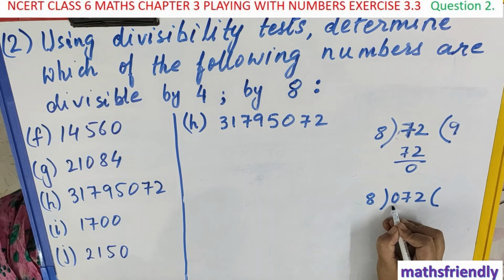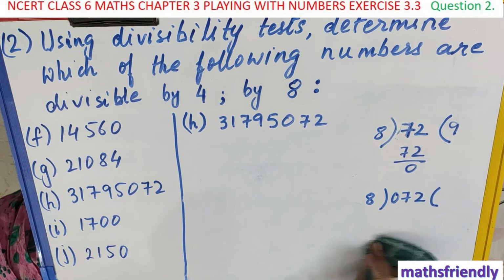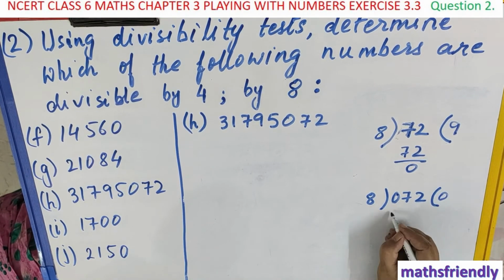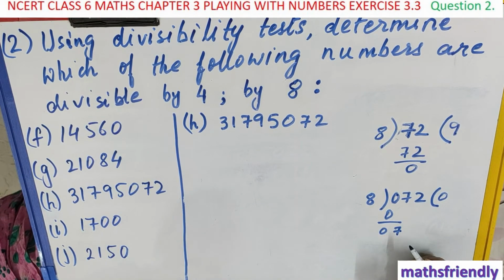We will check for the first digit, 0. 8 zeros are 0, right? So we will write 0 here. Okay, the remainder is 0 here. Now 7 will come down.